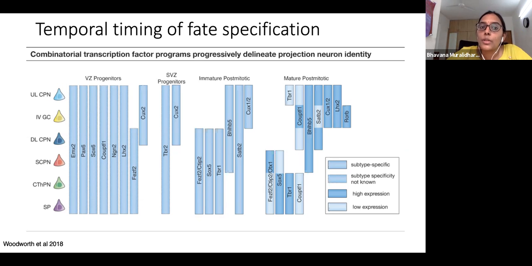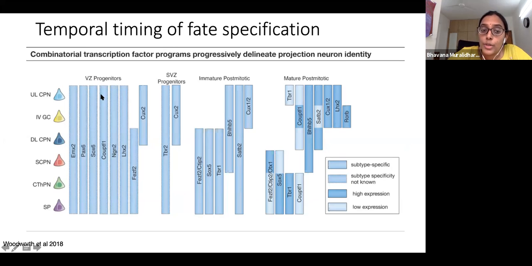So coming to the question of temporal timing, it is a combinatorial expression of transcription factor programs which define what kind of projection neurons will be formed in these progenitors. There are two ways in this, in fact, four ways in which this gets decided. The first decision always happens in the ventricular zone progenitors. That is the progenitors which underlie the ventricle.